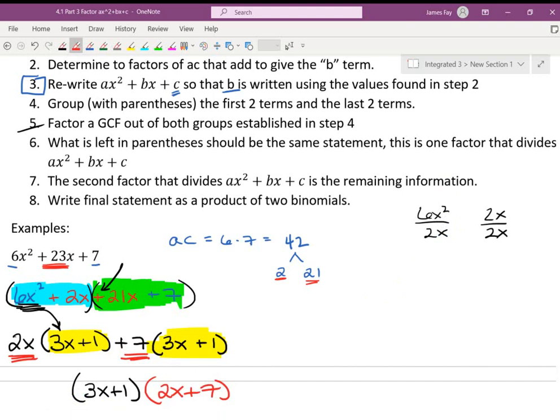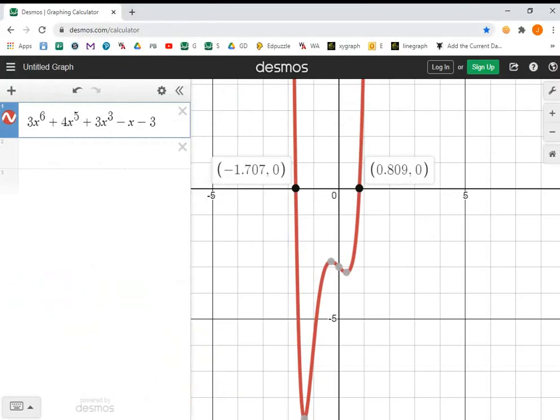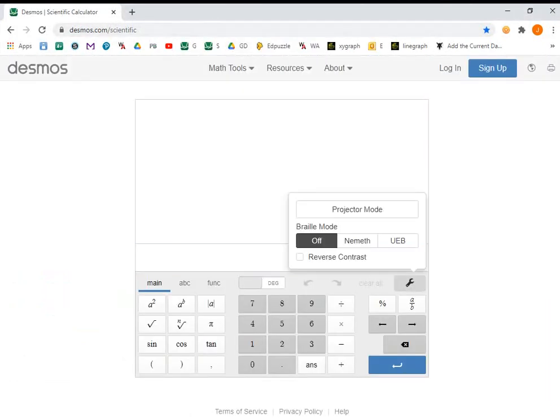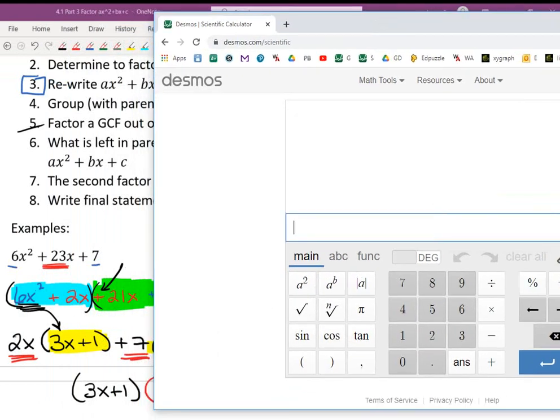Okay? Now, would you agree that that's a long process? Okay, so I like to know, after I've put in that amount of work, am I right? Did I do it correctly? So if I ask you to do this on a test or a quiz, my hope is that you would grab Desmos and check this. If I go 6x squared, all I'm going to do is type in the original.